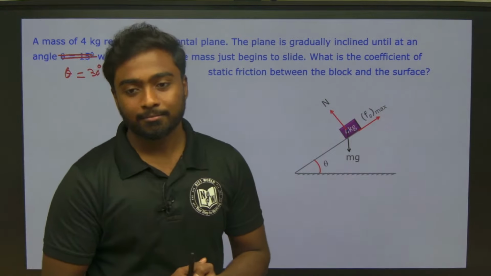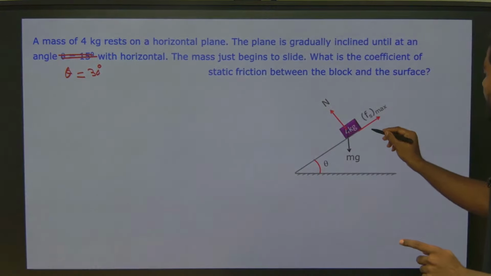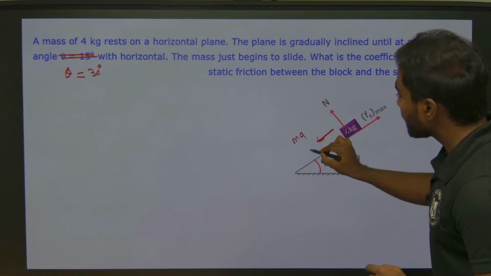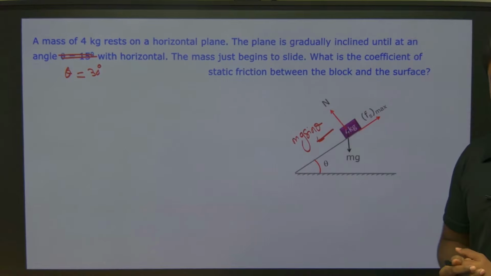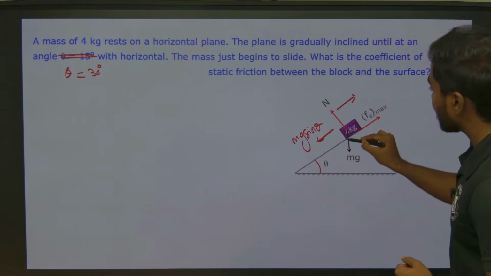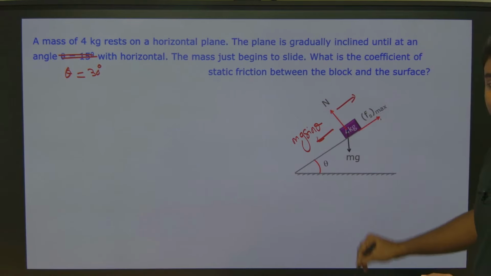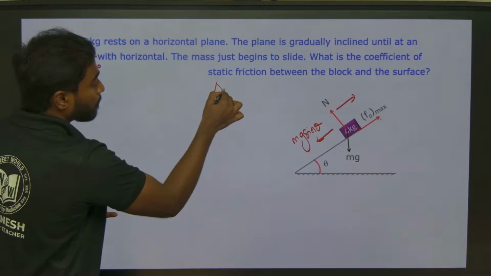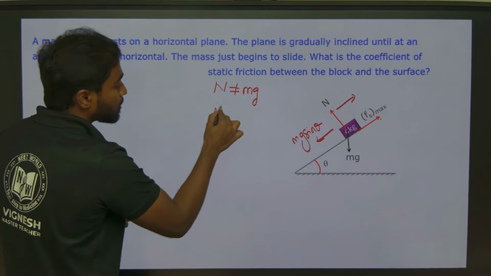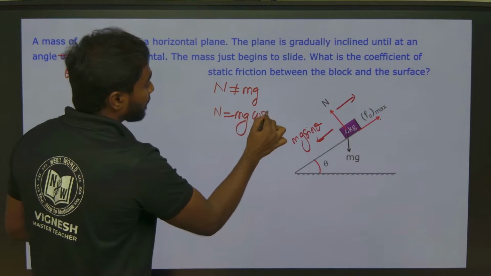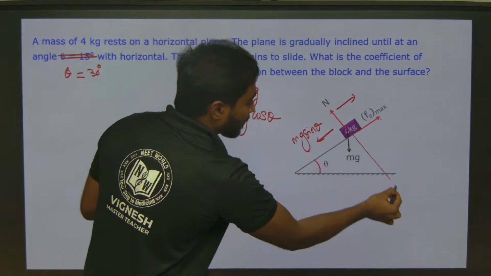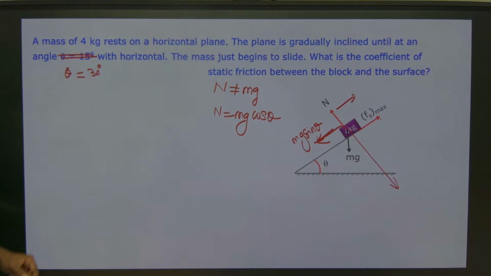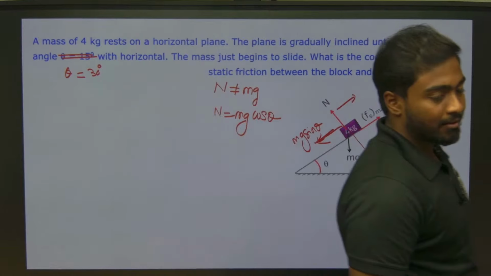It just started. Okay. So this is a force going down, which is mg sin theta. Frictional force will be in this direction, maximum frictional force. And the normal force will not be equal to mg, it will be equal to mg cos theta. If I take the components, this is my cos theta and this is my sin theta. That's why I have written there. Now get the answer.